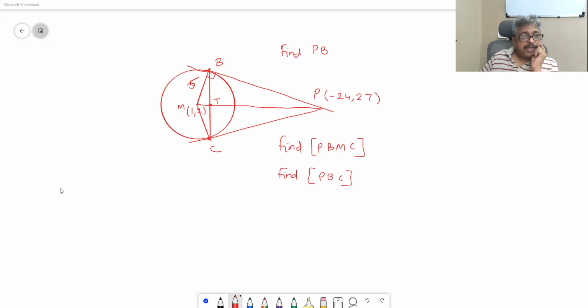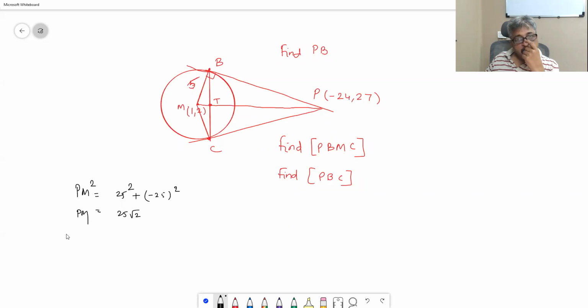Okay, so distance PM. Distance PM: PM square is equal to (1 minus (-24)), that is 25, square, plus (25 minus 2), that is 25, square. Is it correct? So 25 root 2 is PM. Yes or no? Yes, sir.